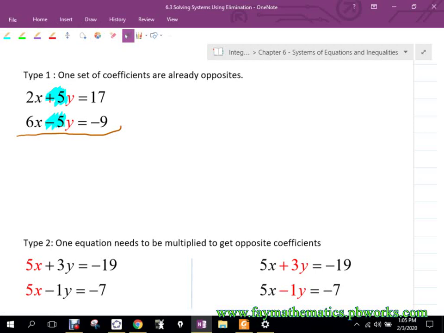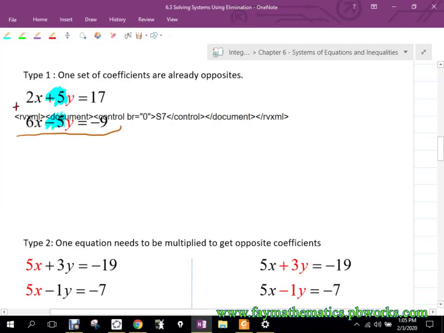So when I add straight down, that's what we're going to do, as long as I'm adding the same thing to both sides. I'm starting with this top equation, number 1, and I'm going to add 6x minus 5y to both sides. But on the right-hand side, I'm going to add 6x minus 5y as -9 instead. So you add straight down. How many x's does that give you? 8. We add the coefficients, right?